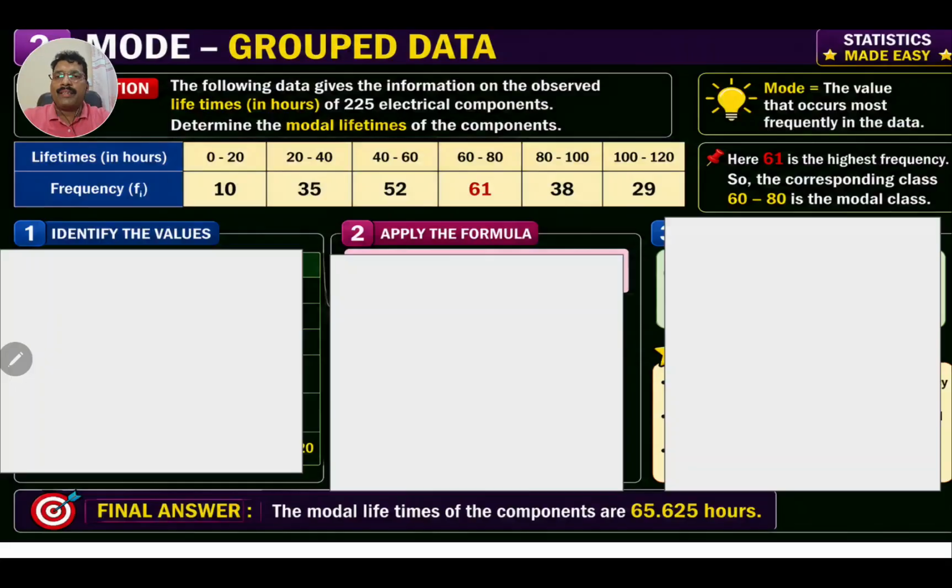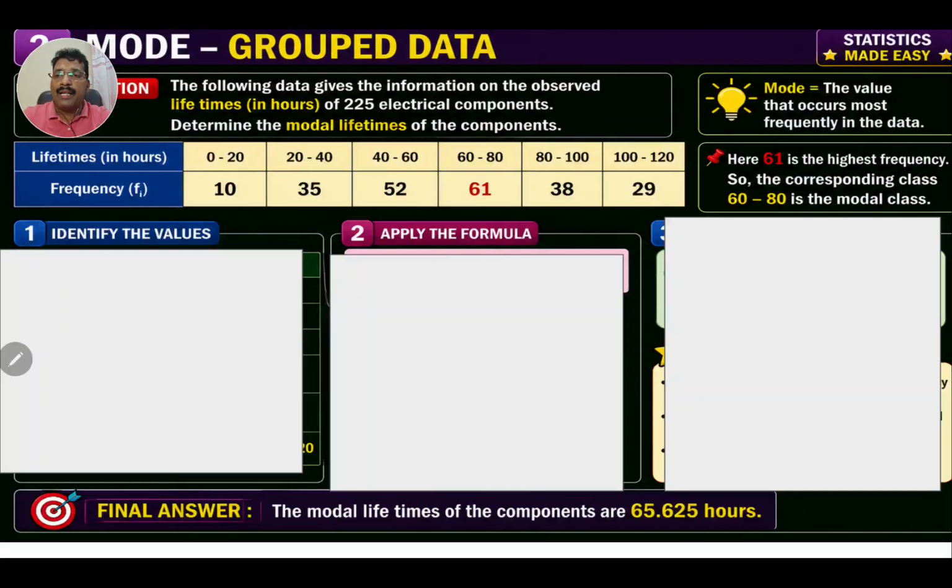Next, another problem we will see. The following data gives the information on the observed lifetimes in hours of 225 electrical components. Determine the modal lifetimes of the components. Here, lifetimes in hours are given: 0 to 20, 20 to 40, 40 to 60, 60 to 80, 80 to 100, 100 to 120. This we consider as class interval. Next, the frequencies are 10, 35, 52, 61, 38 and 29.